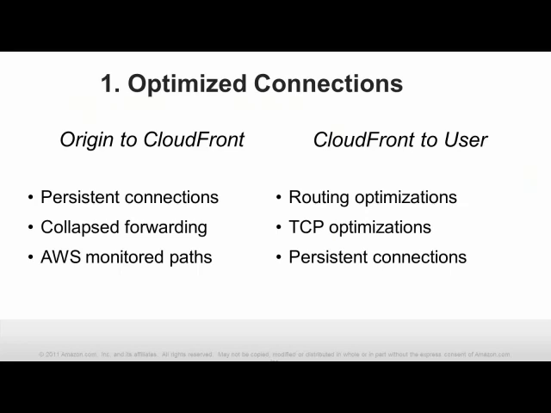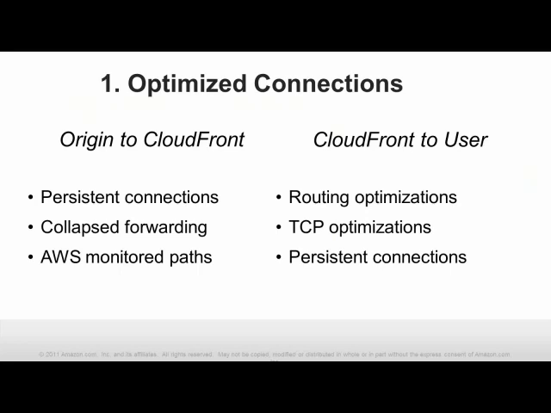We do collapse forward requests. So if a single edge location gets multiple requests for the same object at the same time, we will collapse those into a single request to your origin. That both reduces load and improves performance. And we will maintain persistent connections between our edge location and your origin.